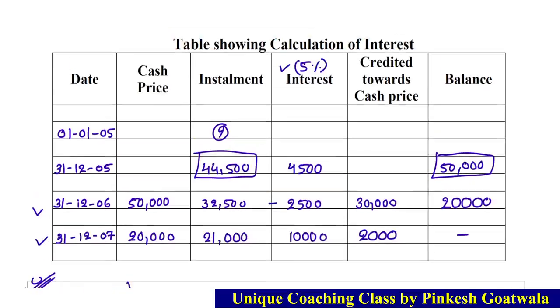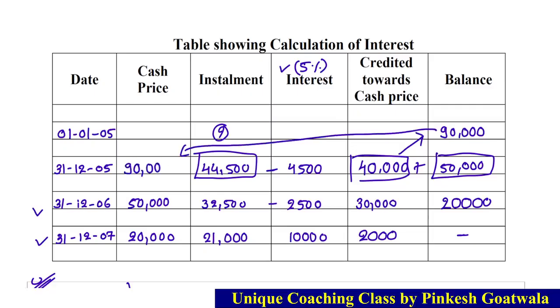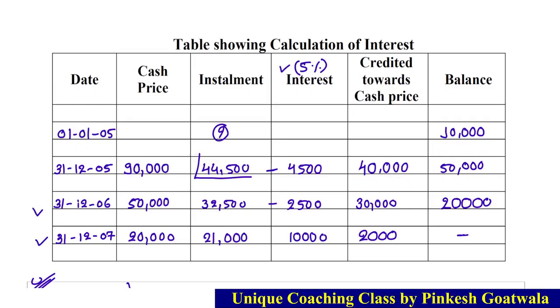4,500, right? Now it will be deducted, so we will get 40,000. And the total of both will be the balance here. 40 plus 50, it will be 90,000. And this 90,000 balance will be transferred next year. So here we have completed this installment also. Now what will be the remaining last point?